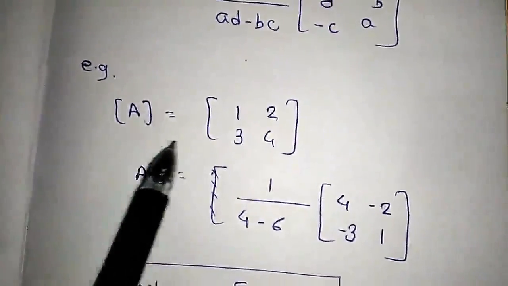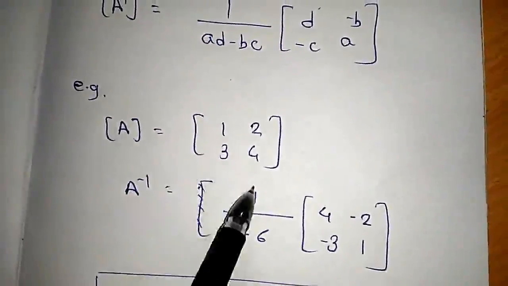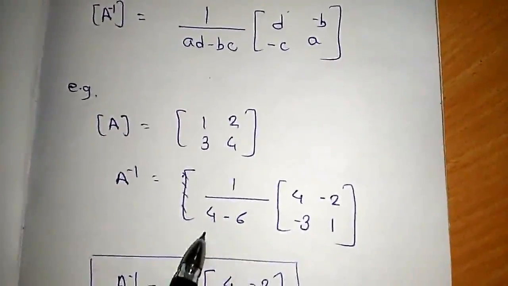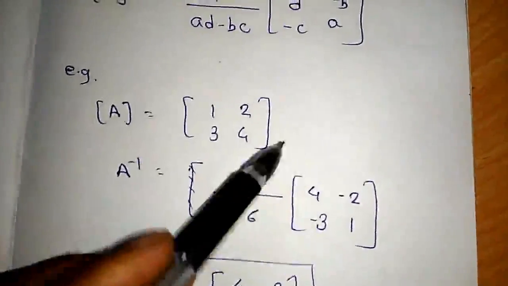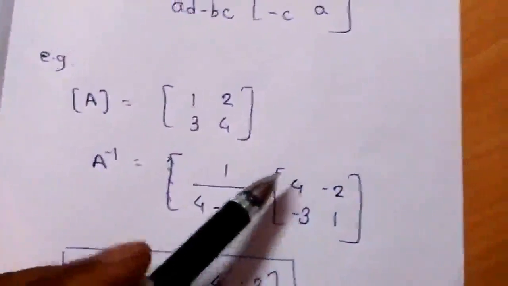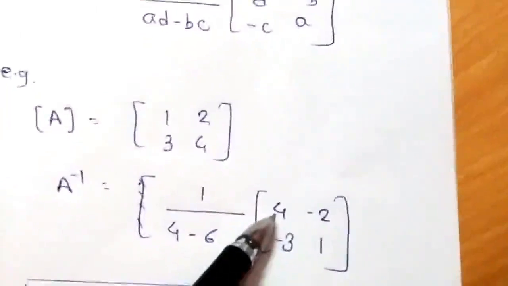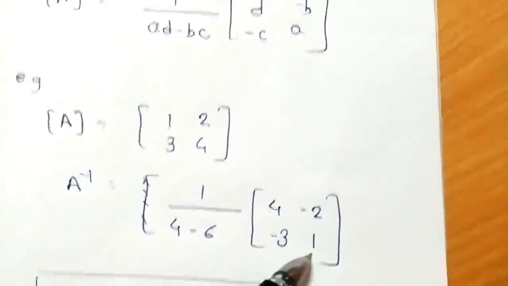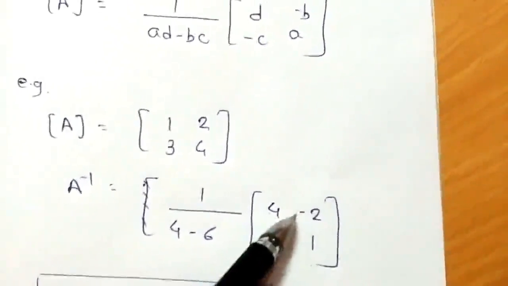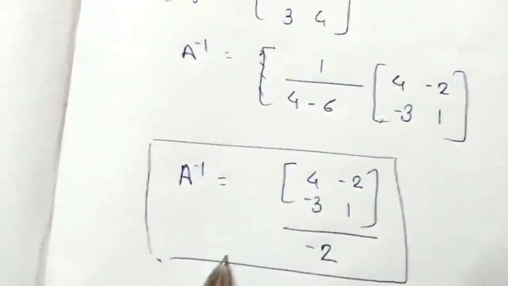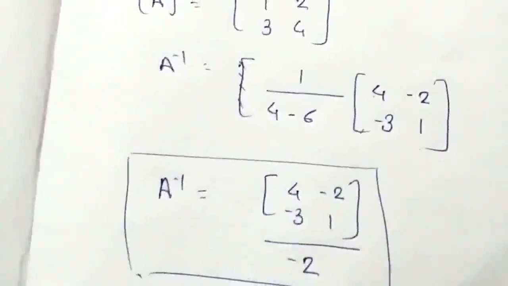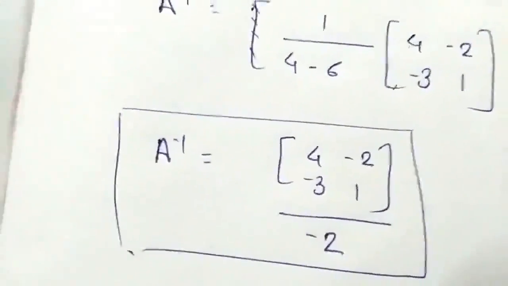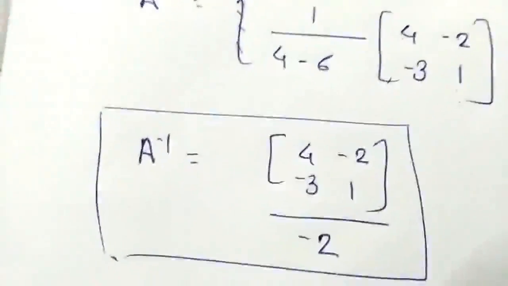So for this case A is 1, 2, 3, 4 and A inverse will be 1 upon 4 minus 3 into 2, which is minus 2. Here the first value will be shifted, a by d, means 1 by 4, so 4 here and 1 here, and minus 2, minus 3. So this is my inverse: 4, minus 2, minus 3, 1, upon minus 2. So this way you can calculate the inverse of a 2 by 2 matrix.